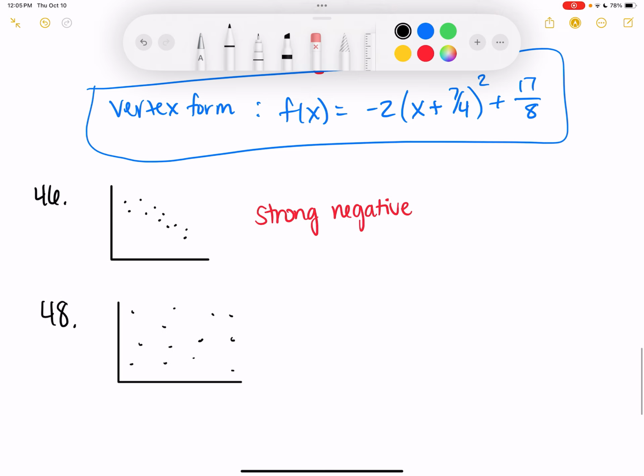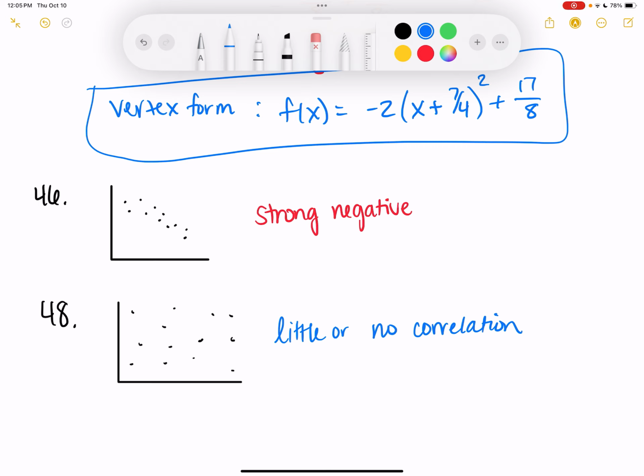Doesn't look exactly like that, but it's close enough. How would we classify this one? Little or no correlation. Yeah, little or no correlation. And that's it on that.